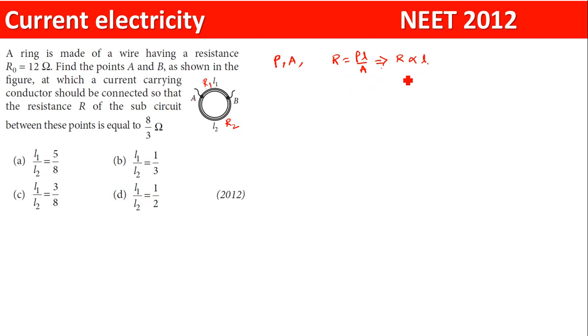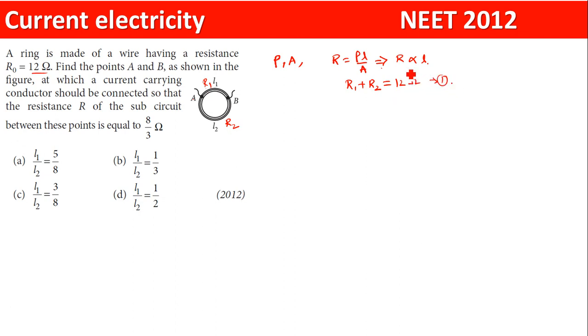Now initially, let us say R1 and R2 are the resistors. So initially it is a single wire, and the total resistance will be nothing but the two resistors in series. So R1 plus R2 is equal to what? 12 ohms, which is given in the question. Very good. So 12 ohms. Let us say this is equation 1.